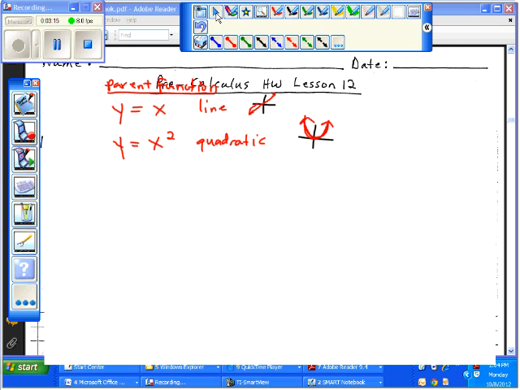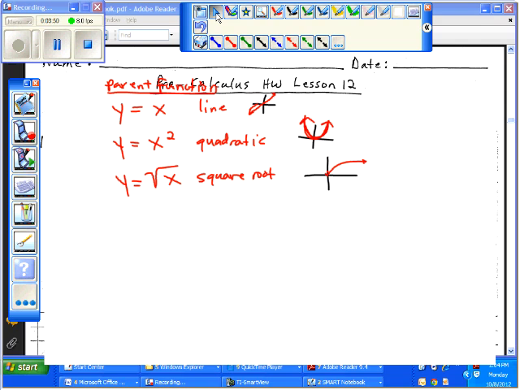Notice this. Let's say that we had y is equal to the square root of x. This is a square root graph. And it's going to look something like this. Can somebody tell me why it doesn't go down? And why it doesn't go to the left of the y-axis?